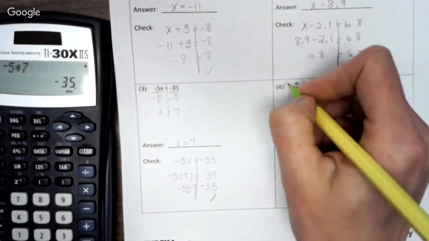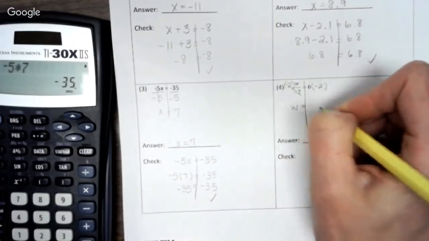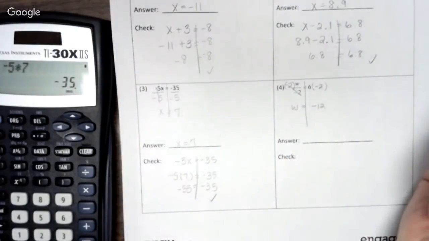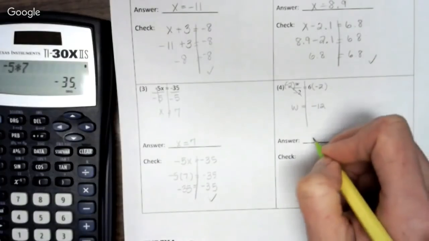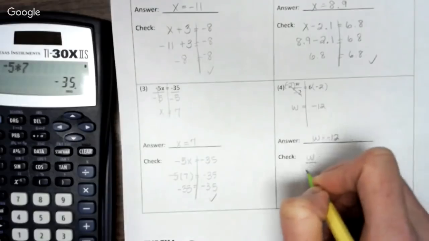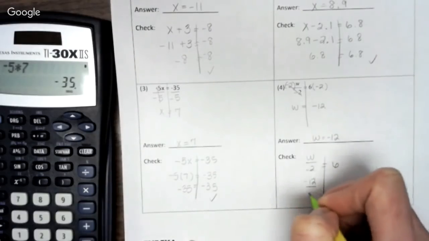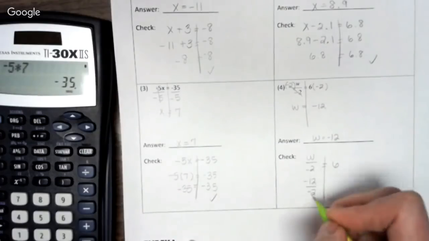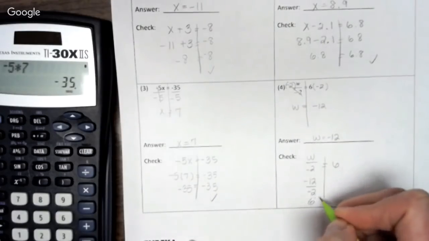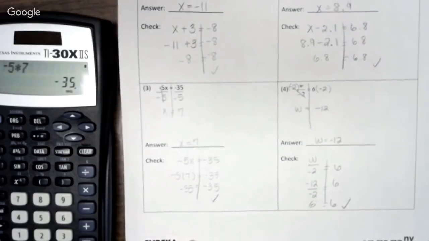All right, we're going to multiply both sides by -2. So w is equal to -12. Now let's check it. We have w divided by -2 is 6. So if I replace w with -12, now -12 divided by -2 is +6. And that's what we have on the other side. So that means our answer checks.